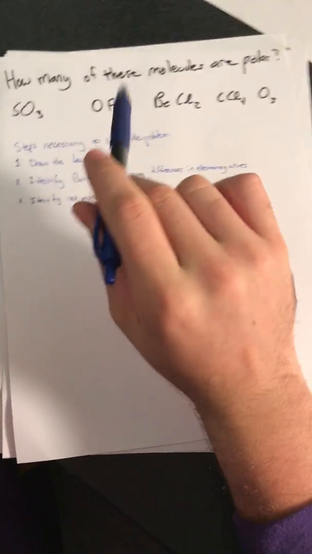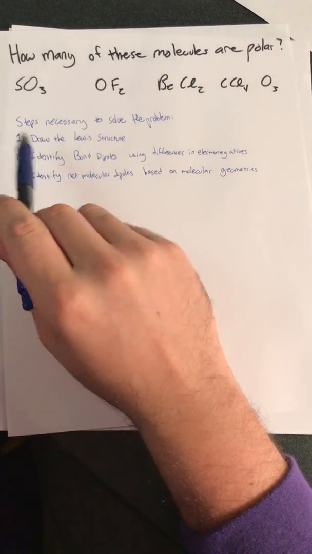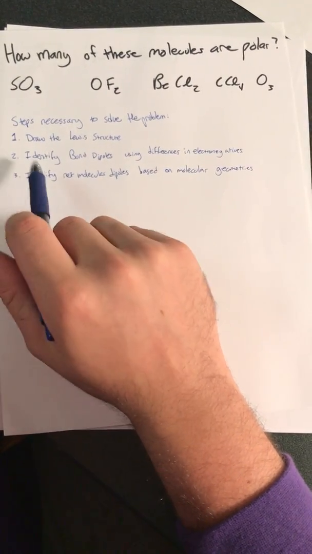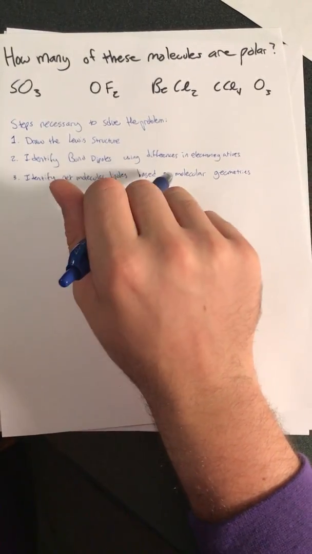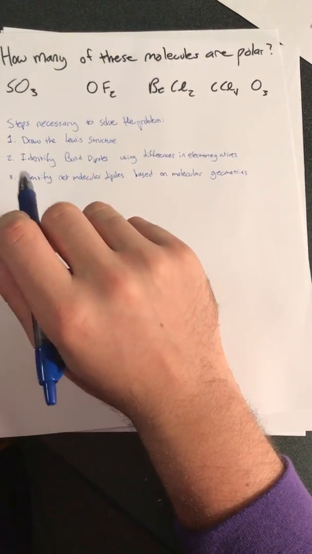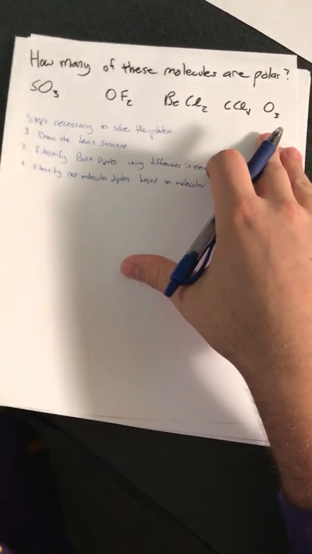So the steps necessary to solve the problem is, for each individual molecule, we're going to draw the Lewis structure, identify the bond dipoles using the differences in electronegativities, and identify the net molecular dipoles based on molecular geometries. So our first molecule is sulfur trioxide.